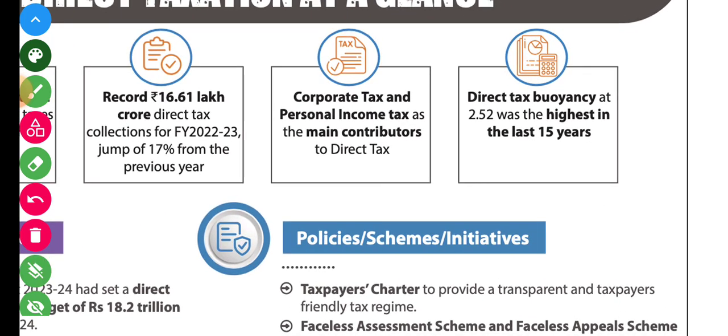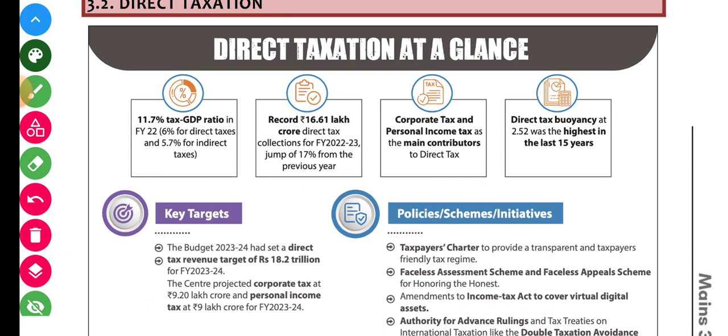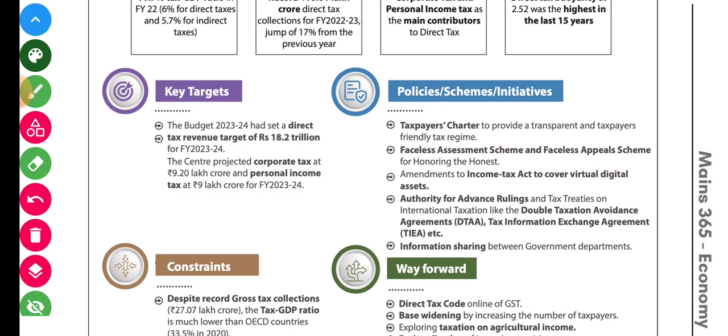Record 16.61 lakh crore direct tax collection, a jump of 17% from the previous year. Corporate tax and personal income tax are the main contributors to the direct tax. Direct tax buoyancy at 2.52 was the highest in the last 15 years. So keep this in mind. Okay, what are the targets of the government?